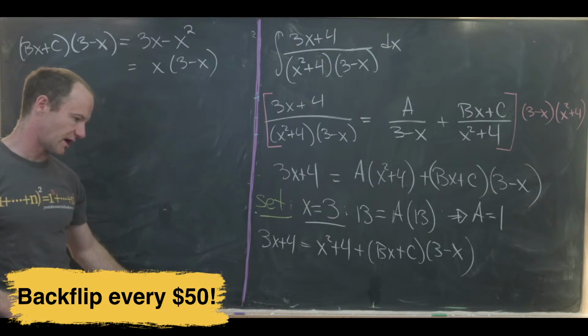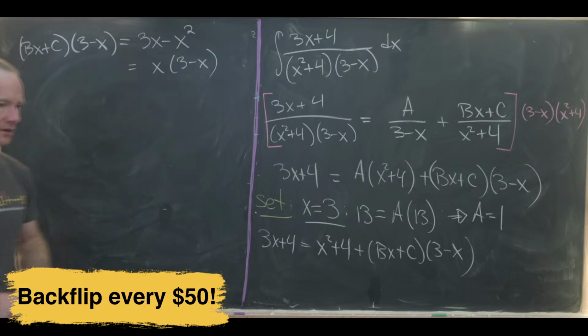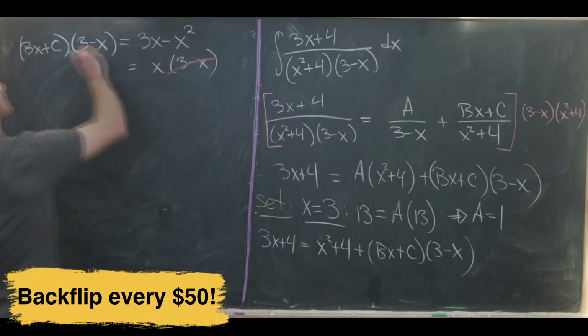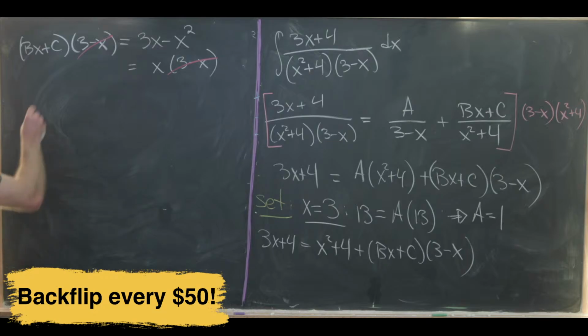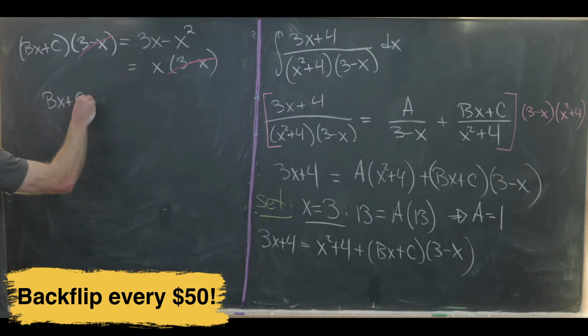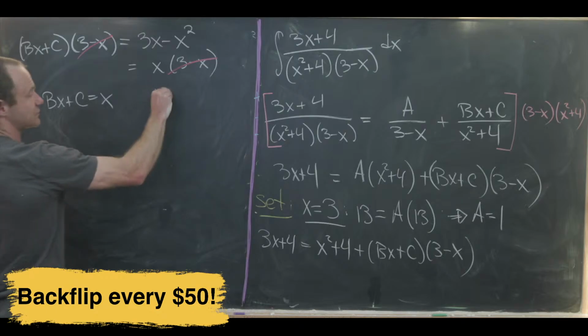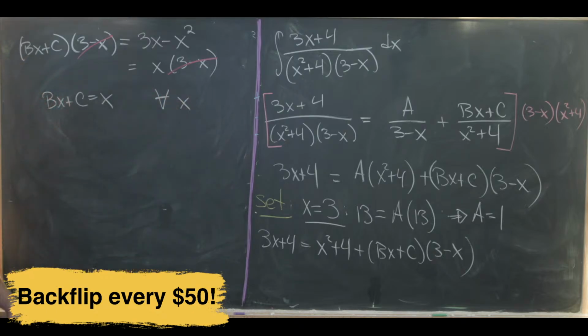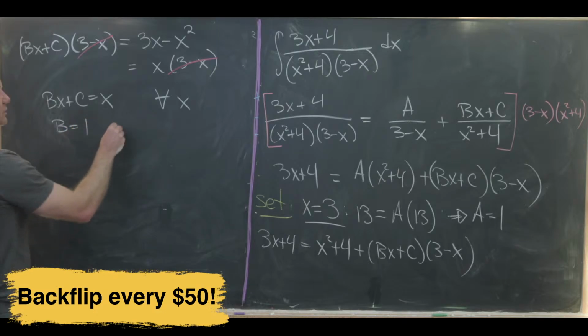But I think it's really nice to look for trick strategies that jump out in particular examples like this one right here. Now we can cancel this and this, and we get bx plus c equals x. But let's recall this has to be true for all x. So the coefficients of x and the constants on each side have to be equal. That tells us that b is equal to 1 and c is equal to 0.